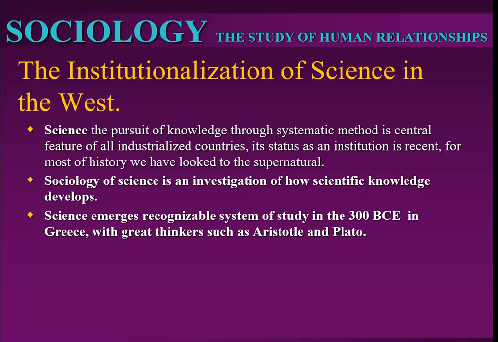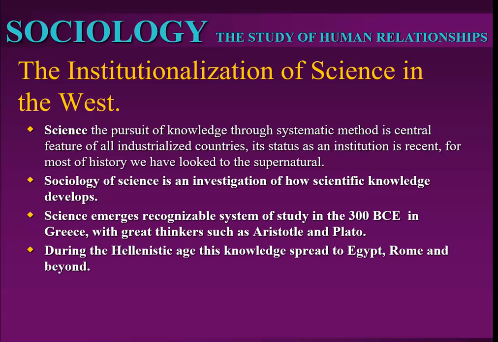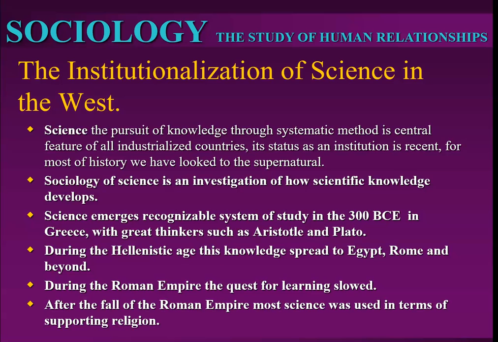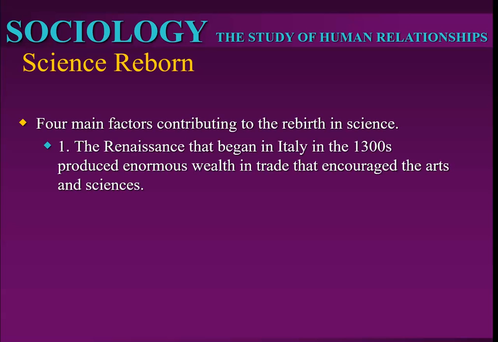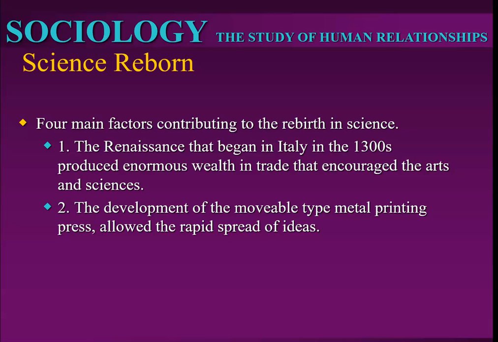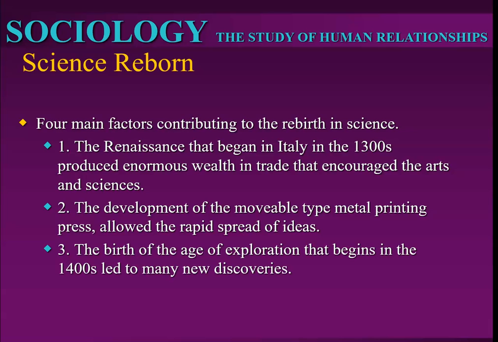Science emerges as a recognizable system of study in 300 BCE in Greece with great thinkers such as Aristotle and Plato. During the Hellenistic age, this knowledge spread to Egypt, Rome, and beyond. During the Roman Empire, however, the quest for learning slowed. After the fall of the Roman Empire, most science was used in support of religion. And this is why it's often known as the Dark Age, because science declined into a secondary role.